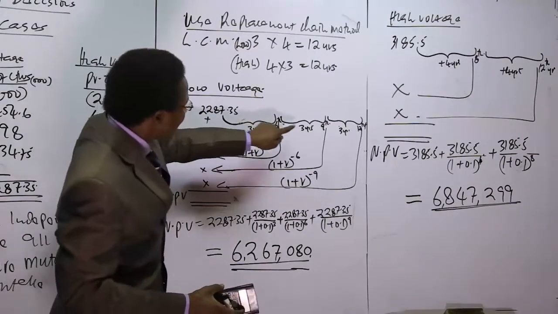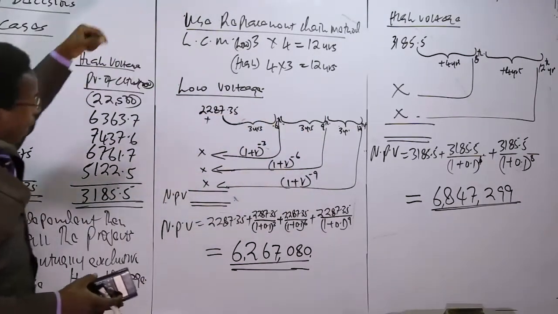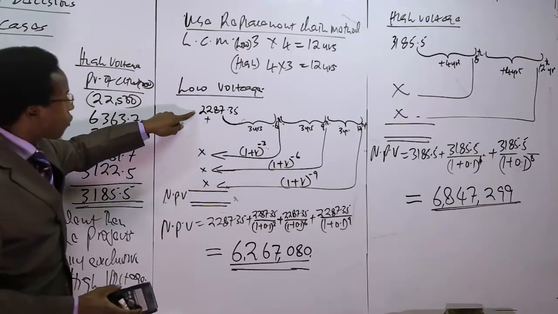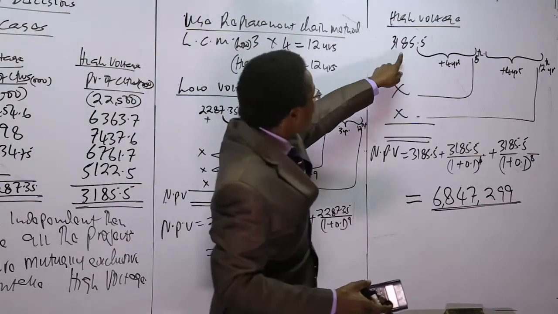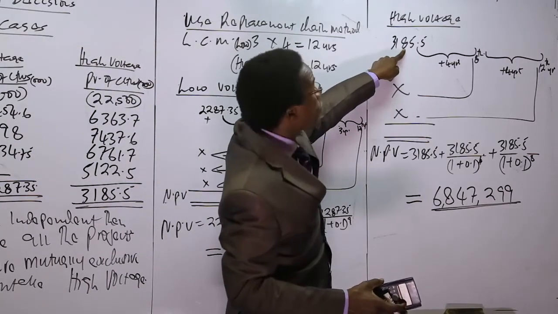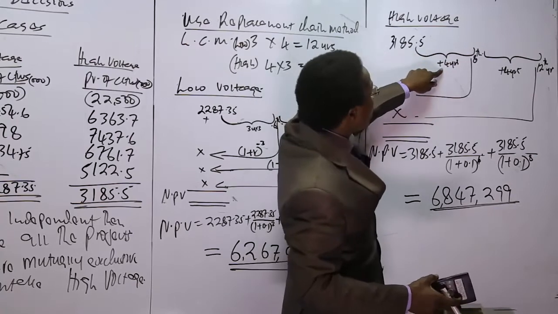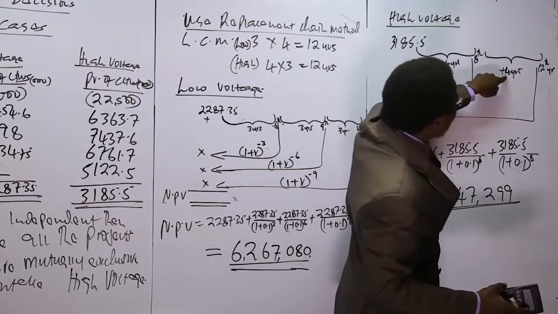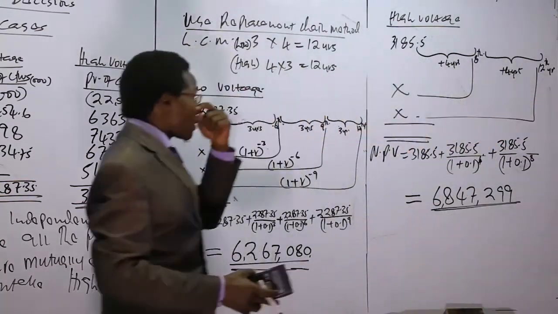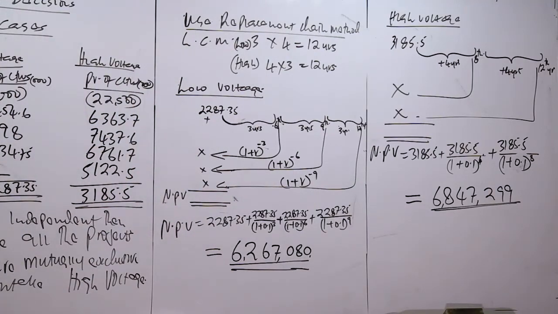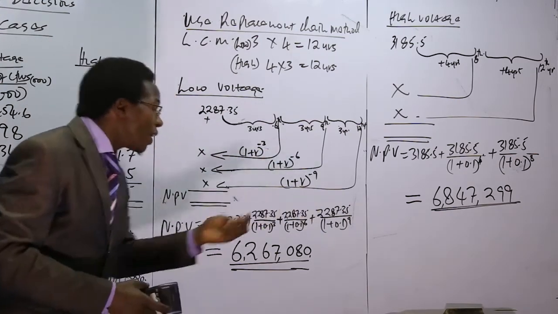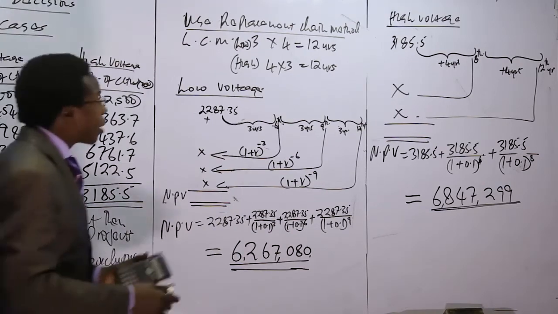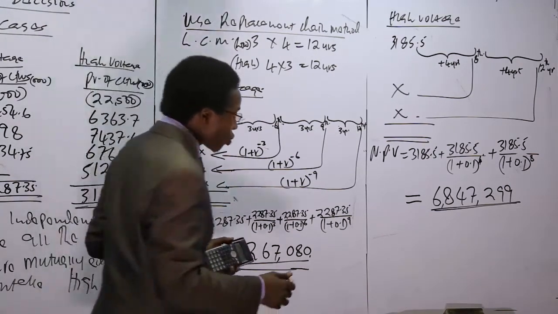So these are 3,339 plus the first 3 years that gave an NPV of 2287, so that makes it 12 years. This one, we had that 185.5, which is already for 4 years. So we added another 4 years to make it 8. We added another 4 years to make it 12 years. And that's exactly what we were required to do. So as compared to the low voltage and the high voltage, we still recommend high voltage. Now that is the replacement chain method.